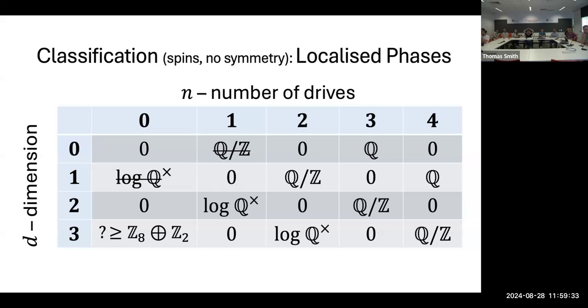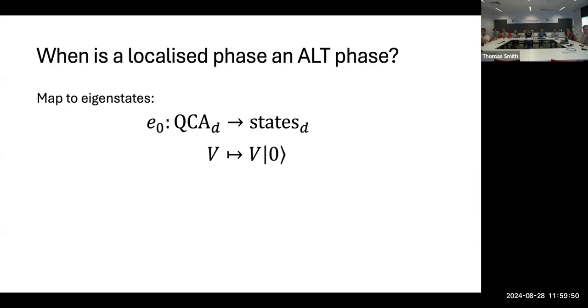Okay, so I can wrap up very quickly. This is the classification of QCAs. I said that the translations all prepare the same localized phase. So if you're talking about classification of localized phases, some of these don't count. So that one's not real, that one's not real. But all the rest of these turn out to be real localized phases, and in fact alt phases.